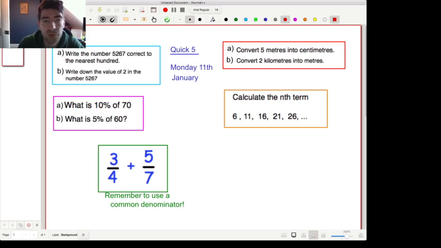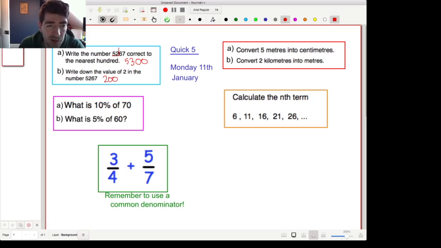Okay, and now for the answers. So a few things that we've looked at recently in these questions and a few things we haven't looked at for a while. So write the number 5,267 correct to the nearest hundred. So the hundreds digit is the 2. We can see the next digit along is a 6, which is 5 or more, so we need to round the 2 up to a 3, and then 0, so it's 5,300. And write down the value of the 2 in this number, it's 200. Remember, you can't just write hundreds, you have to write 200.